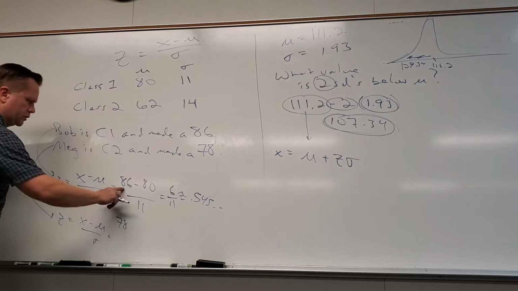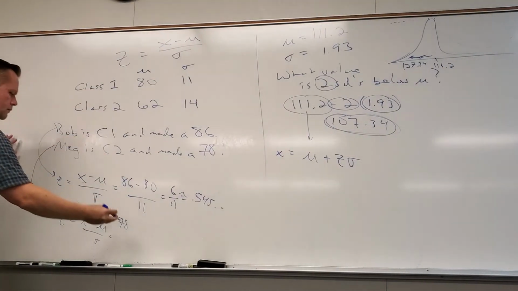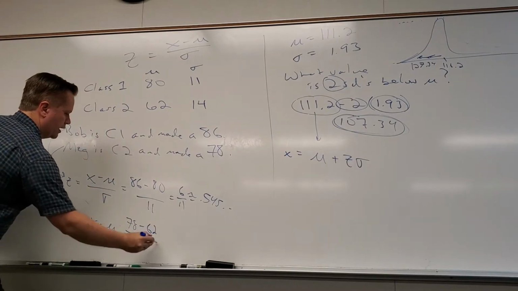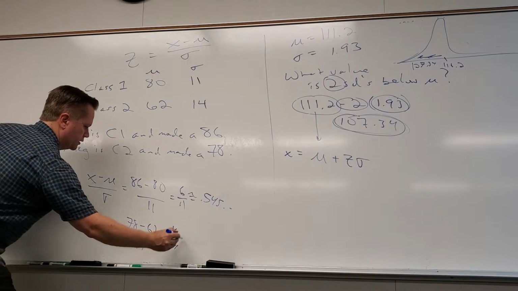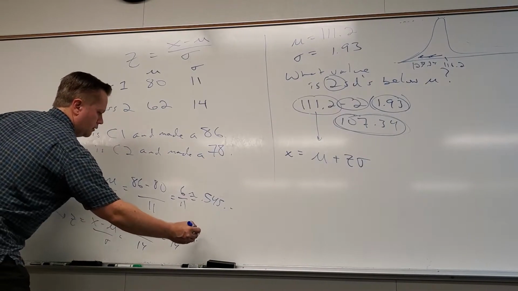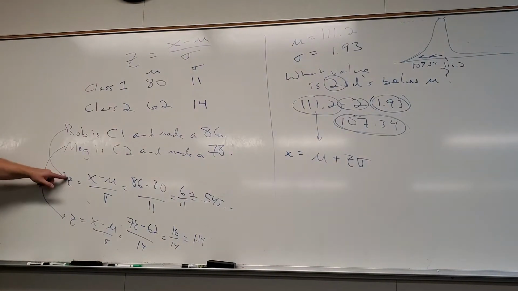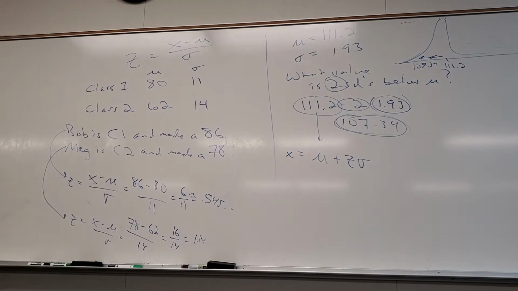78. Lower score than Bob, but she's in this other class where everybody did great. 78 minus 62 divided by 14. 16 divided by 14 is 1.14. So Bob got a little more than half a step up from his mean. Meg got more than a step up from her mean. So who did relatively better? Meg did.